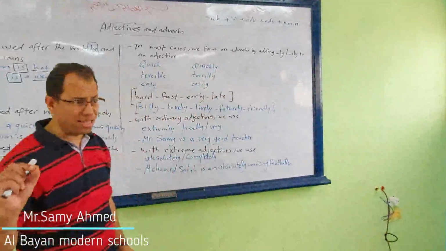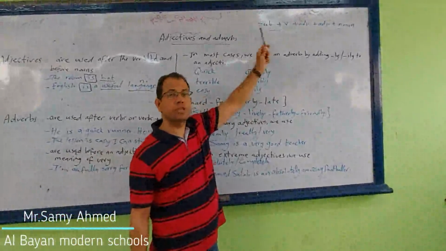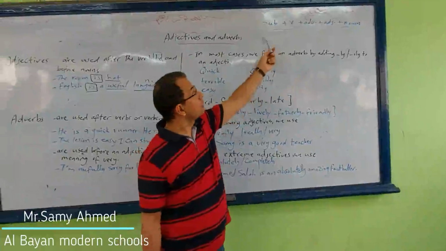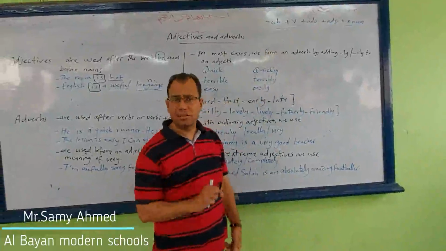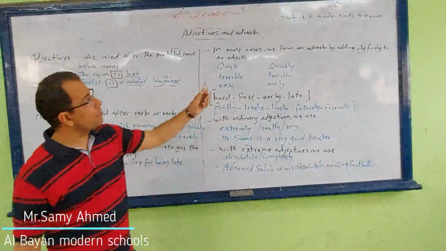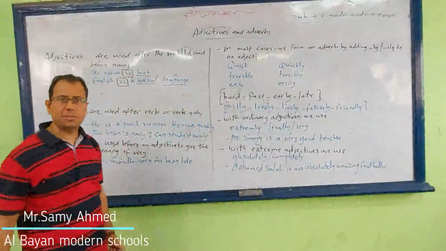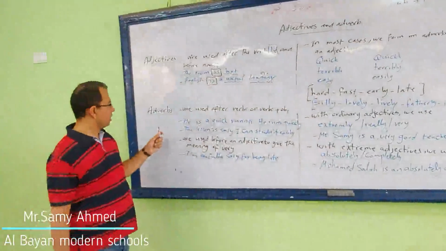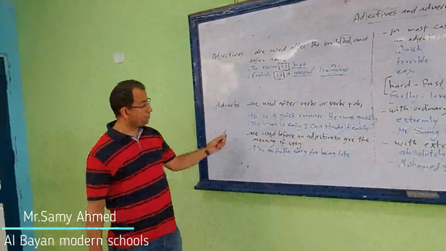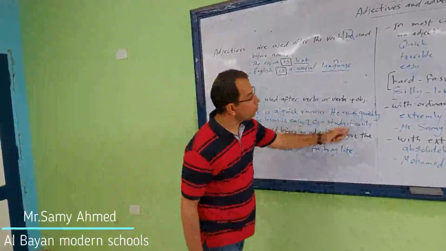So memorize this form when you translate your sentence from English into Arabic or vice versa. When you write in letter writing, paragraph writing, email writing, you must have this structure so as not to make any mistakes in sentence structures. And the adverbs are used after verbs or verbs plus object.